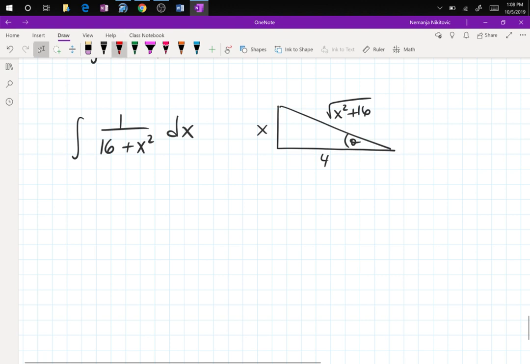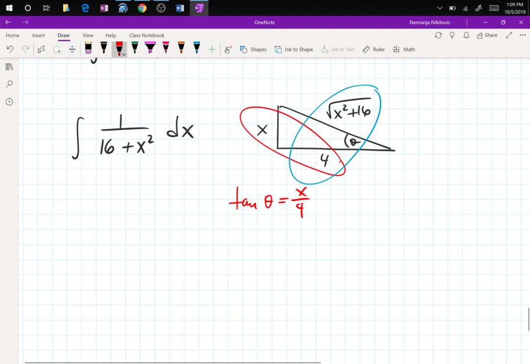Well, I create my trig functions towards the number. So I have my red and my blue. The red one is going to be the tangent, obviously. So we have tangent, opposite over adjacent, which is x over 4. So your x is equal to 4 tangent theta, and dx immediately is 4 secant squared theta d theta. The derivative of tangent is secant squared.